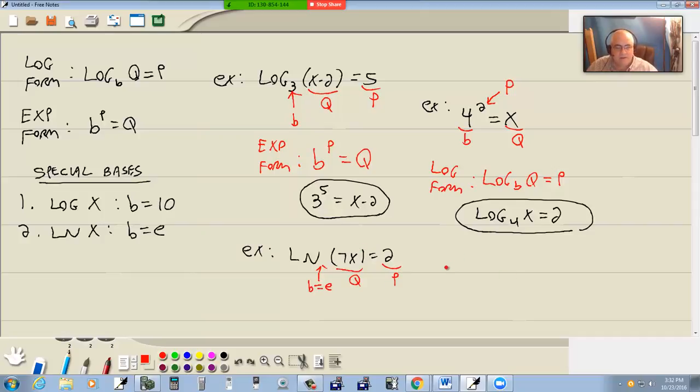So our exponential form is b to the p is equal to q. B is e, p is 2, and q is 7x. And that's our answer. Okay, let me clear that off.